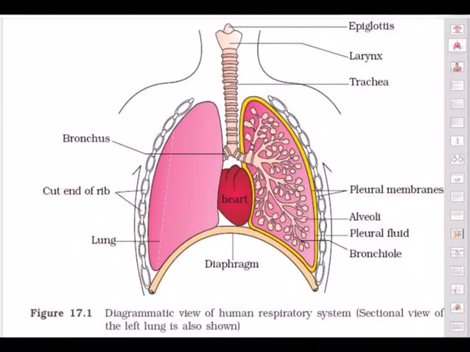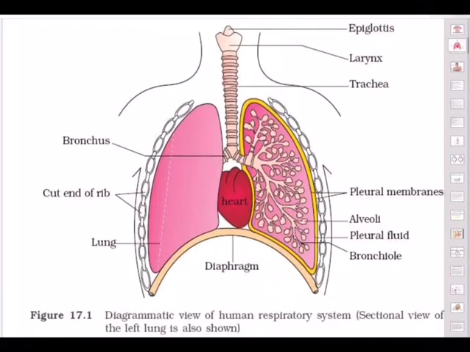Okay, and I want to tell you some important facts about this chapter. When oxygen is added to an anaerobic cell, you know what is an anaerobic cell?